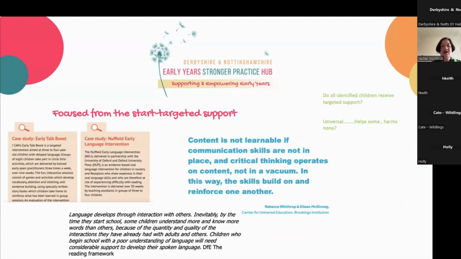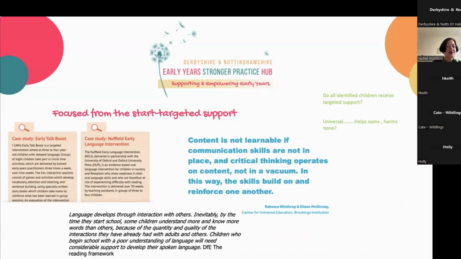So one of the things that the report talks about at the moment is the real importance of focus from the start and targeted support. And it gives a couple of examples of projects, and one of them is in fact Nellie. When I wrote this presentation, I didn't know that we were going to have someone come and talk about Nellie. So if you can stay on to learn about Nellie, then please do.